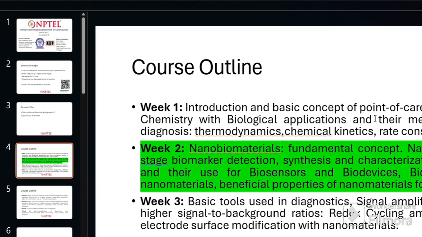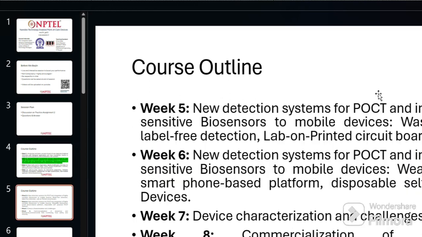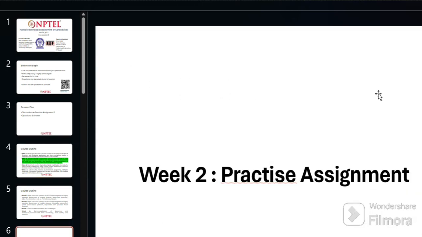This week the syllabus involves biomaterials fundamental concepts, nanomaterials for early stage biomarker detection, synthesis and characterization of nanoparticles and their use in biosensors and biodevices, biofunctionalization of nanomaterials, and beneficial properties of nanomaterials for diagnostics. So these are the important things. We start with the week 2 practice assignment.